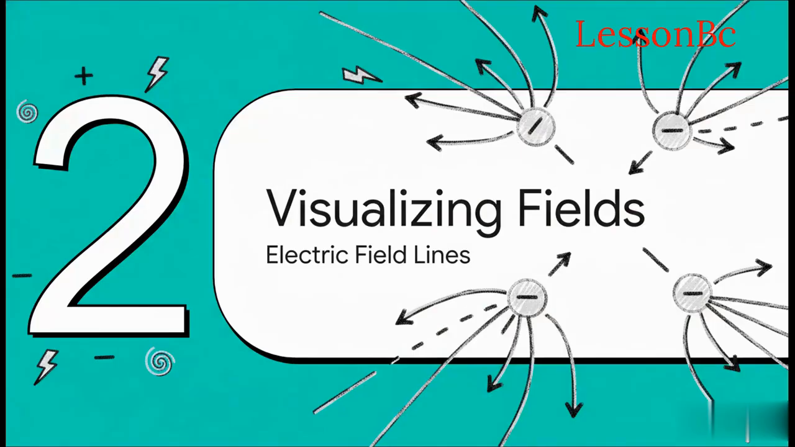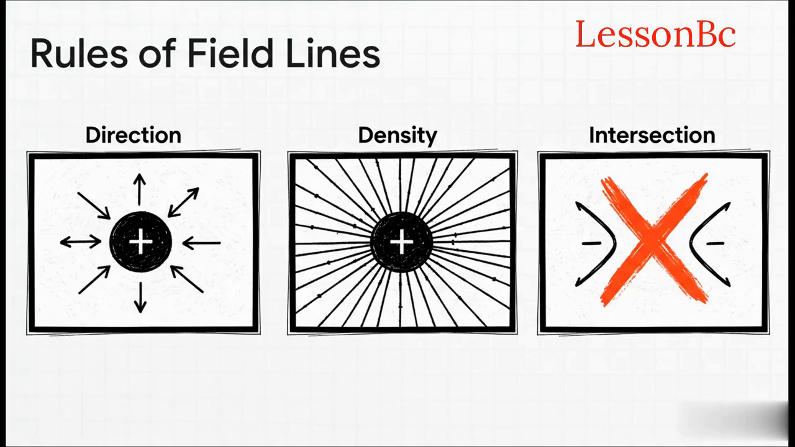All right, we've done the math. Now let's build some intuition. I mean, how are you supposed to picture these invisible fields? Well, physicists came up with a great tool for that called electric field lines, and they follow a few really simple rules. It really just boils down to these 3 rules.